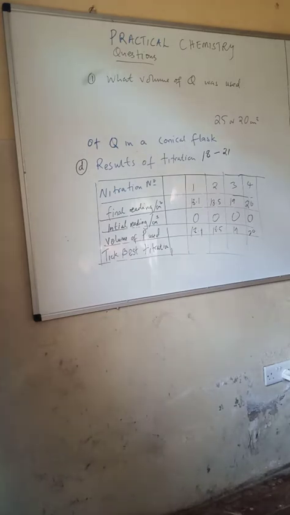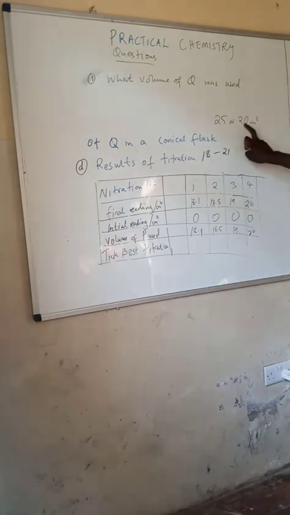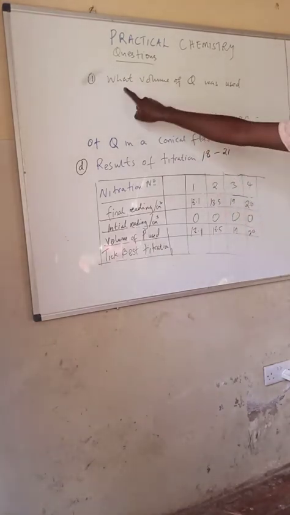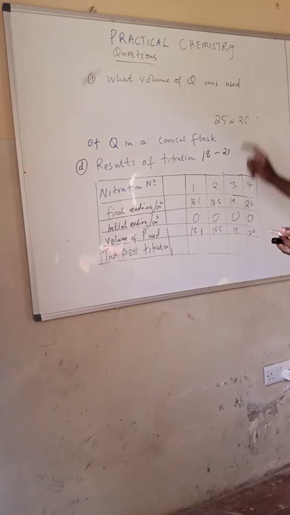So you can either put 25 or 20. If I choose 25, then I don't use 20. If I choose 20, I don't use 25. In the exam, they can either give you both, and then you select one of them, or they can give you 25, or they can give you 20. It's up to them. So they're saying, what volume of Q was used?